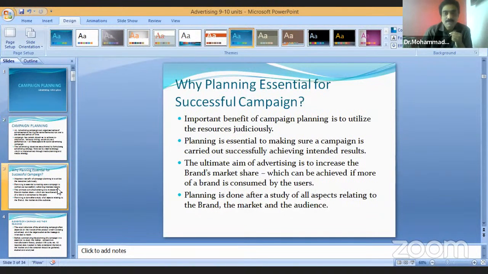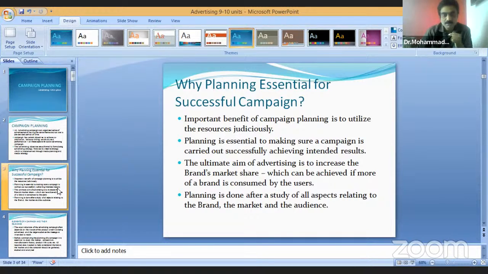Next, why is planning essential for a successful campaign? An important benefit of campaign planning is to utilize the resources judiciously. Every company allots a certain amount of budget to launch a campaign. According to the budget, we need to have the strategy. Without wasting our resources, we need to select the right strategy, right approach, and right media mix, so that the resources will not be misused or misrepresented. We can employ particular persons, a particular ad agency, particular creative staff, who have the capability to develop the strategy and the creative work.